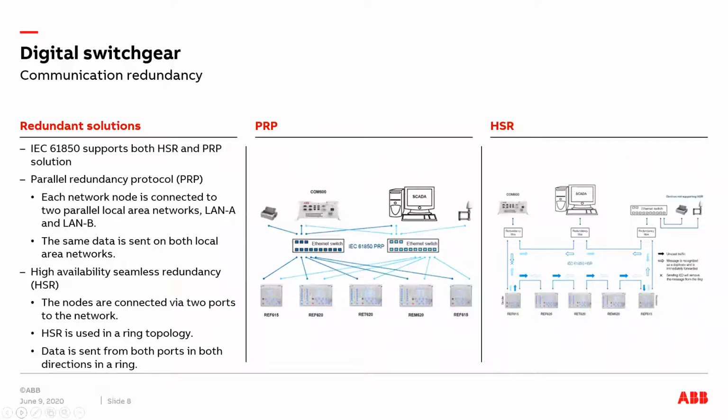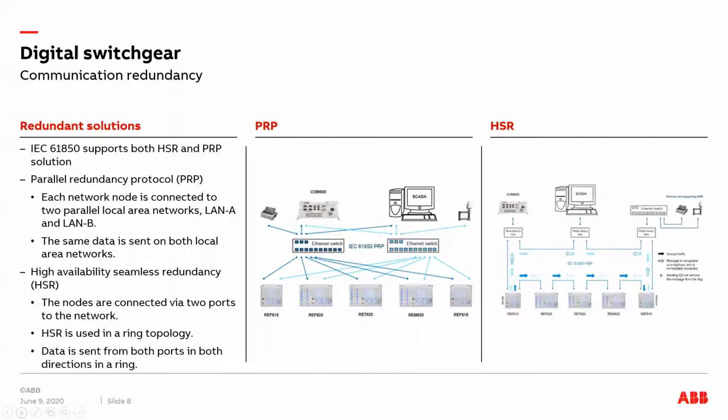Now, we talked about many things with communicating signals over for the IO status as well as the current and voltage signals shared between the devices, which means we need to have a very robust communication network. So that means we need to have a redundant communication network to make sure that nothing is lost at any point of time. So there are two popular redundant solutions supported by IEC 61850. One is called PRP, and the other one is called HSR.